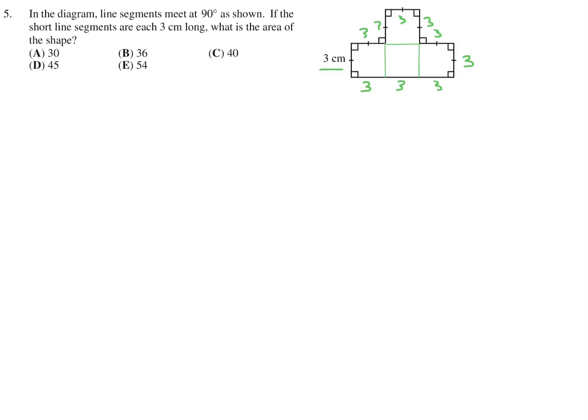You get the point. So these are basically 4 squares, and each square has an area of 3 by 3, which is 9. And how many squares do we have? Well, we have 4 of them, and each has an area of 9. So the total area of this shape is 36. So the answer would be B.